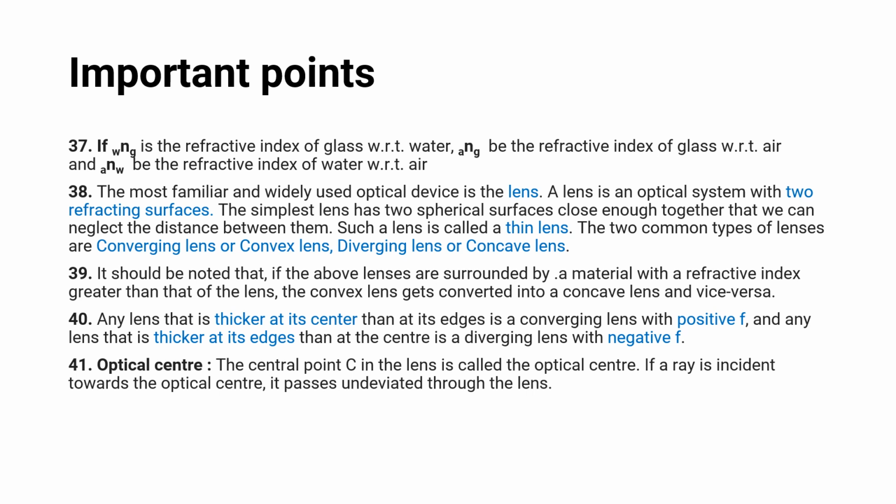It should be noted that if the above lenses are surrounded by a material with a refractive index greater than that of the lens, the convex lens gets converted into a concave lens and vice versa. Any lens that is thicker at its center than at its edges is a converging lens with a positive F, and any lens that is thicker at its edges than at the center is a diverging lens with negative F.